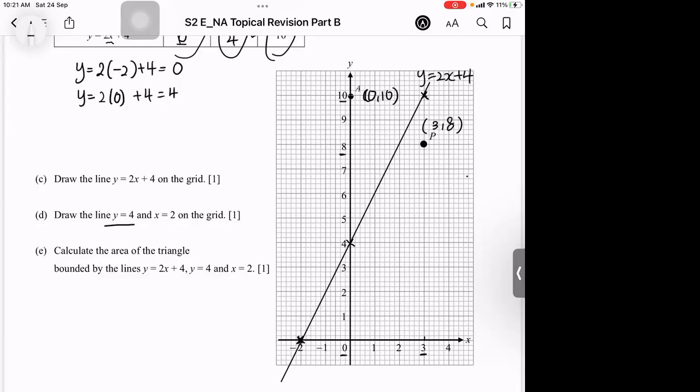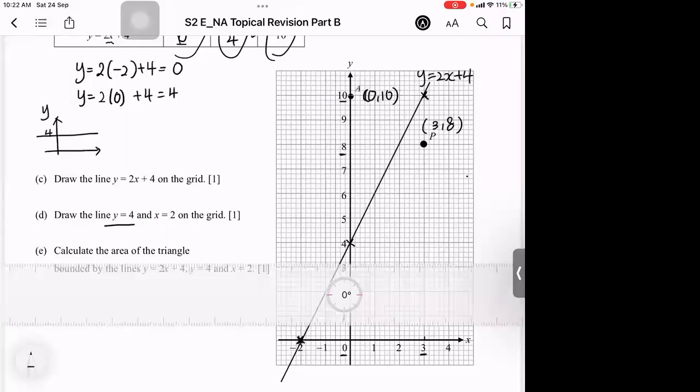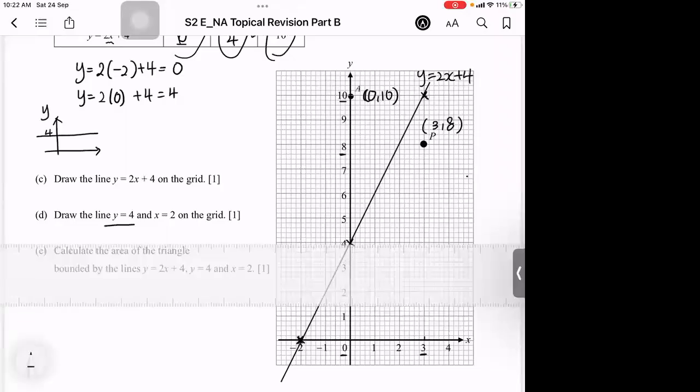Must remember, y equals 4 cuts the y-axis only at the number 4. So this is a horizontal line. y equals a number, so it's a horizontal line like that.